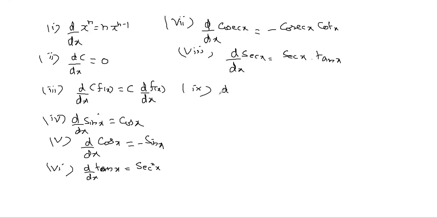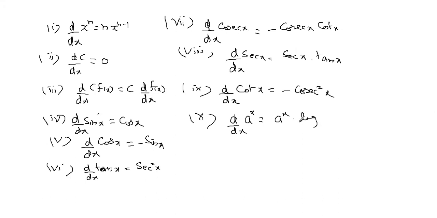Then d by dx of cot x. Since the derivative of tan x is sec square x, cot x will be minus cosec square x. And if the function is a constant raised to power x, a to the power x, its derivative is a to the power x into log a to the base e.